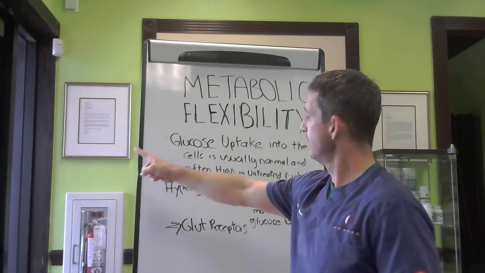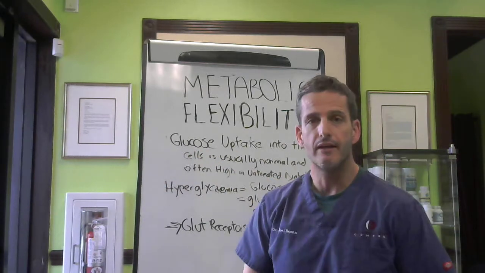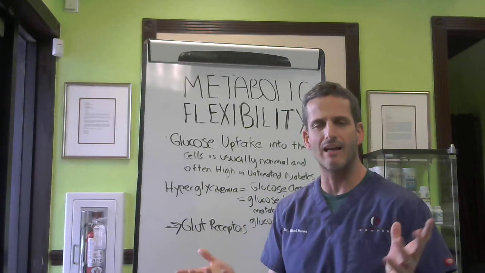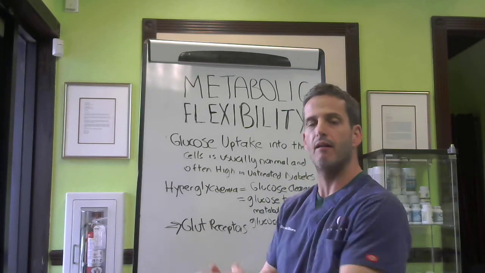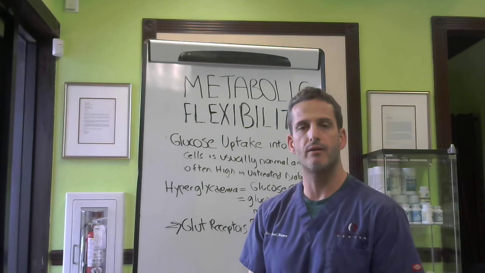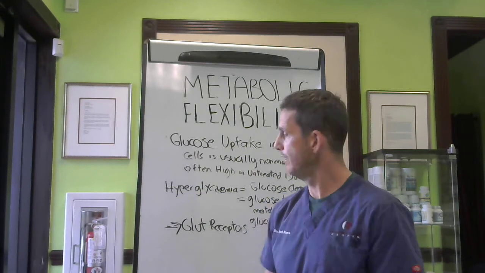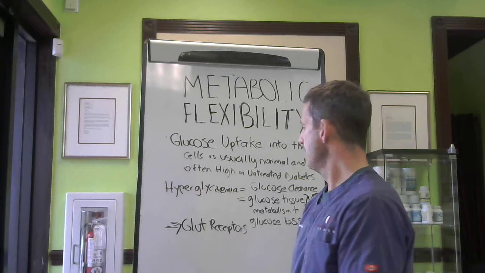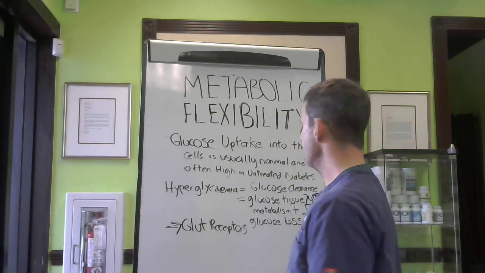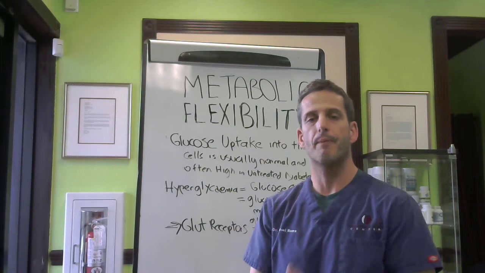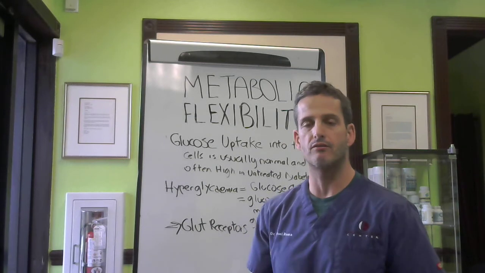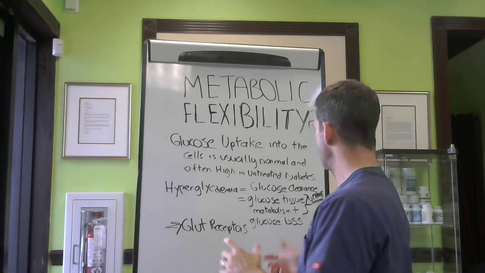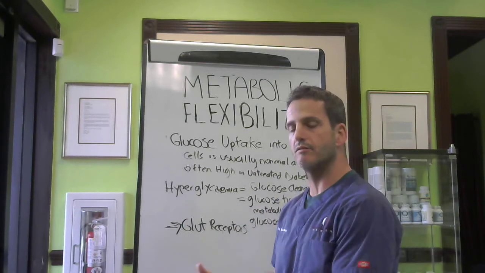So what I want you to know is glucose uptake into the cell is usually normal and often high in untreated diabetes. What does that mean? Glucose going into the cell can be high in untreated diabetes. So what does that mean? When we have hyperglycemia, so there's too much glucose, glucose clearance and glucose tissue utilization goes up. And what's really cool is you can measure that. So you can measure high glucose, which is on this side, equals glucose utilization and glucose clearance.